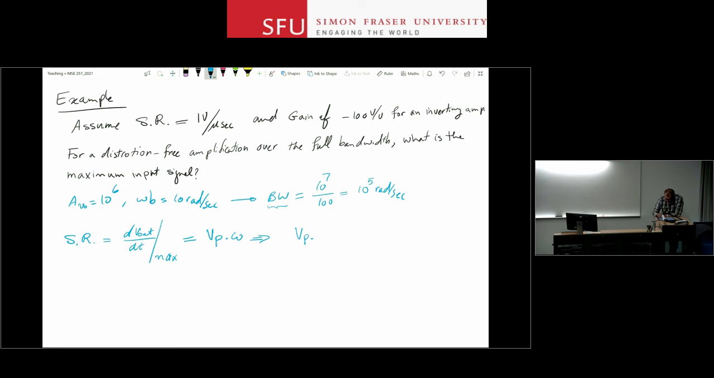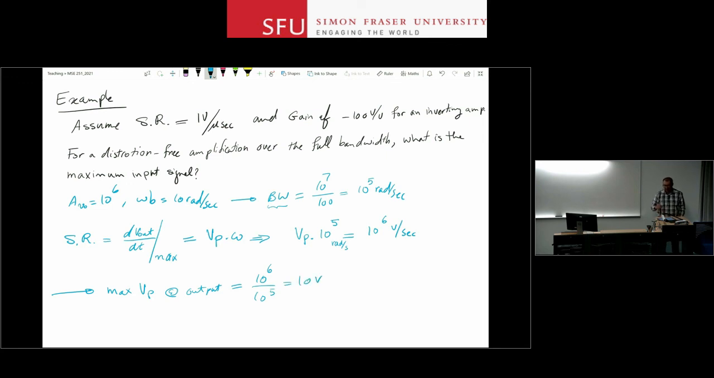Vp times the bandwidth that I had, 10 to the 5 radians per second, has to be less than my slew rate limitation, at the limit maybe equal to the slew rate limitation. So 1 volt per microsecond is 10 to the 6 volt per second. The units are the same on both sides of the equation. And this tells me that the maximum Vp at the output is 10 to the 6 over 10 to the 5, or 10 volts.